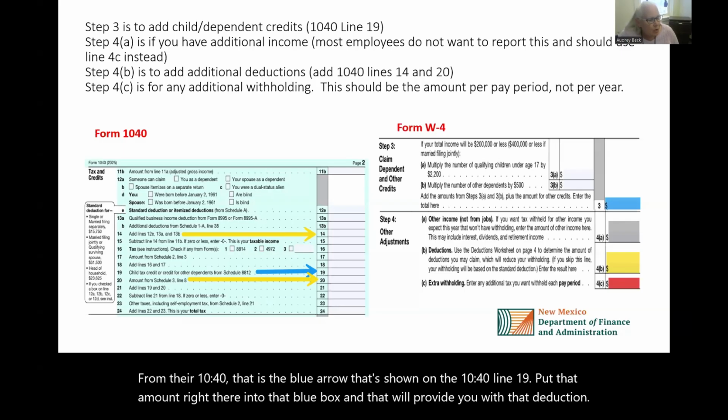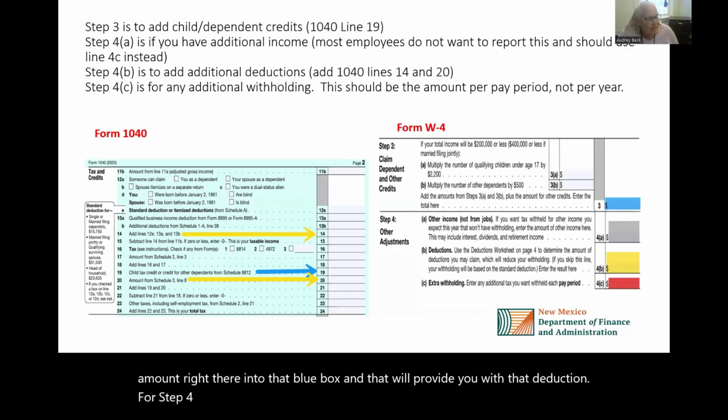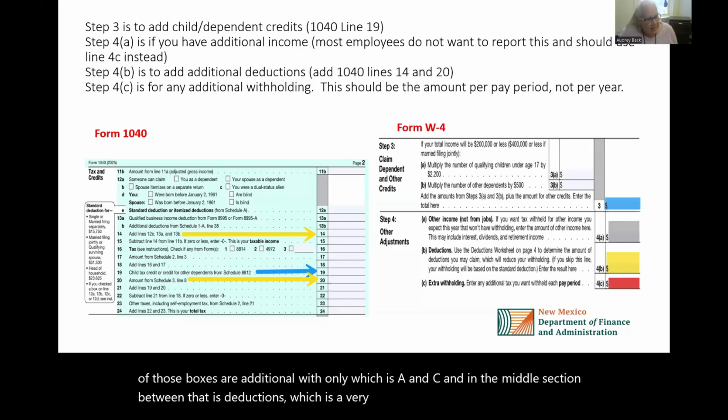For step 4, you actually have 3 different boxes. And it's interesting because 2 of those boxes are additional withholding, which is A and C. And in the middle, sandwiched between that, is deductions, which is a very weird way for them to do it, but that's how they did it.